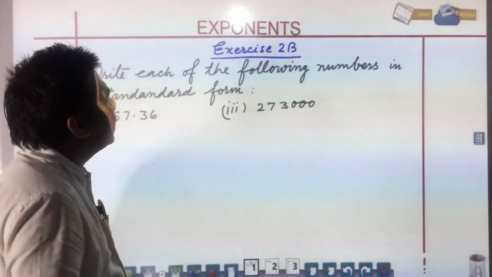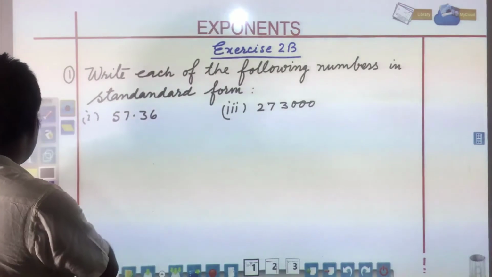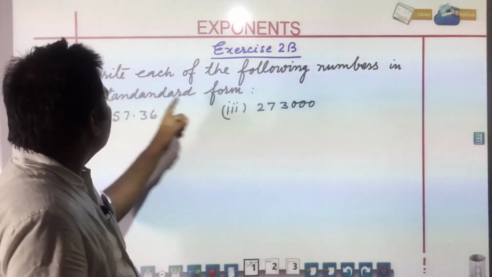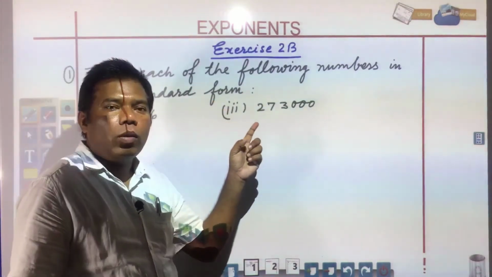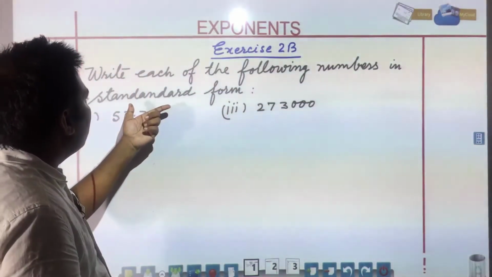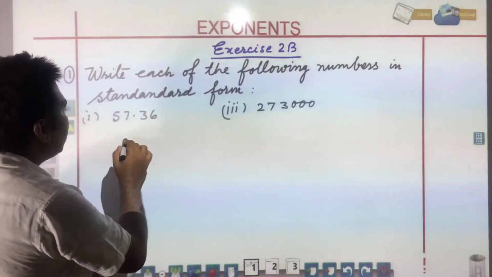Here you have exercise 2B, and the first question you have: write each of the following numbers in standard form. I do not think much discussion is required on how to write in standard form, you already know. Just see how we will solve this question.